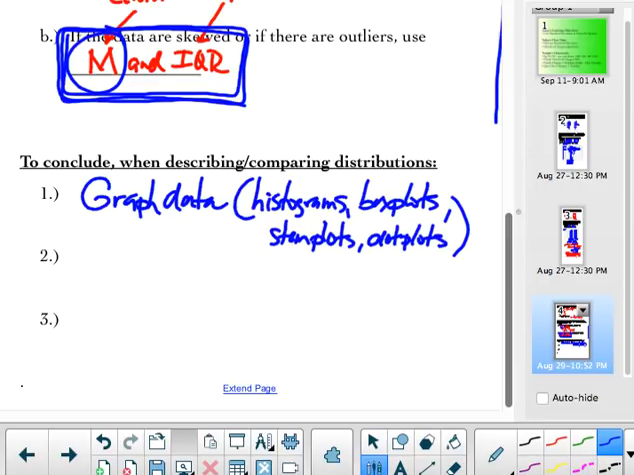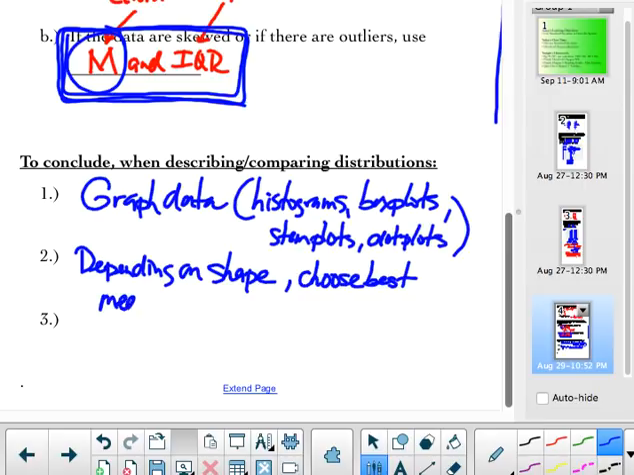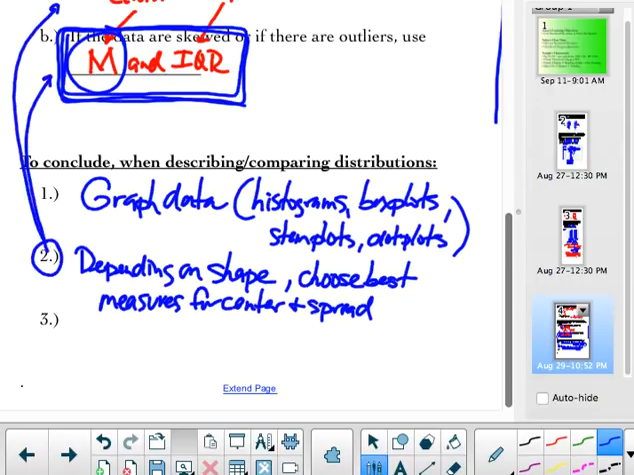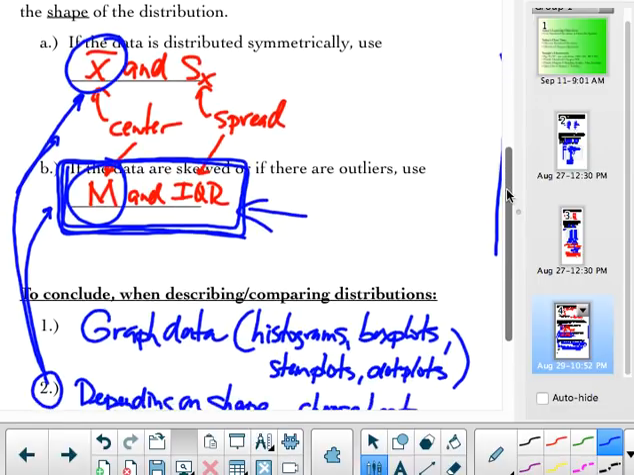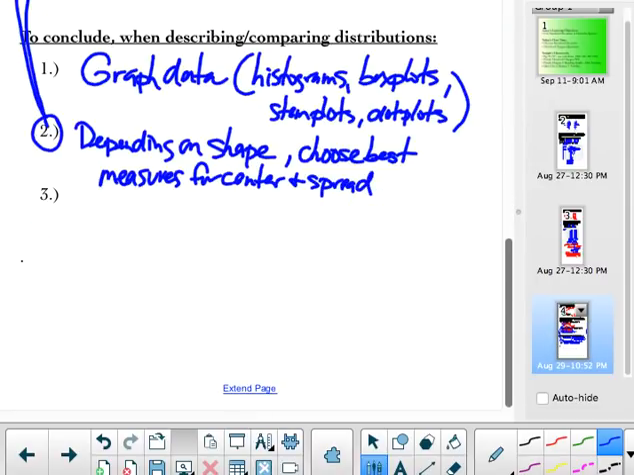So we use that graph to figure out what the shape of the data is. Depending on the shape, we choose our best measures for center and spread. Those, of course, are what we just talked about up here, whether it be skewed or more symmetric, then we want to choose the correct one. And if one of them is skewed, then we automatically want to go towards this one right here, so we can make a fair comparison and use the same statistics in that comparison.